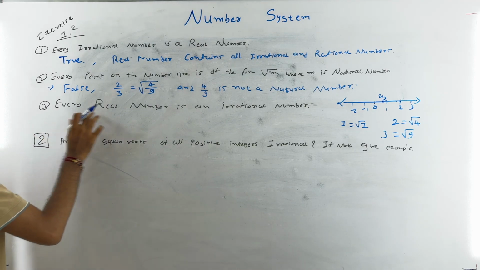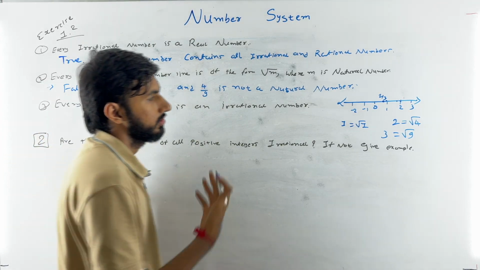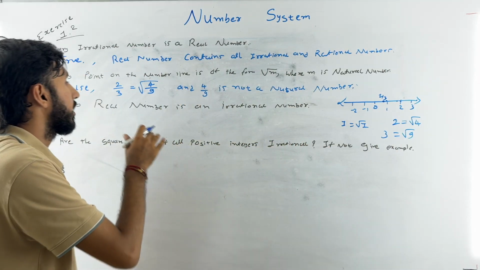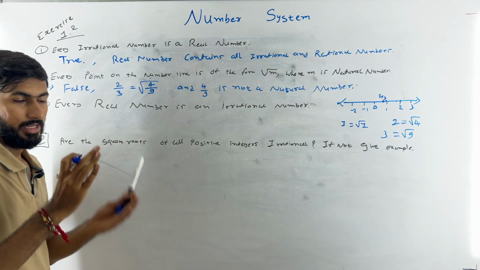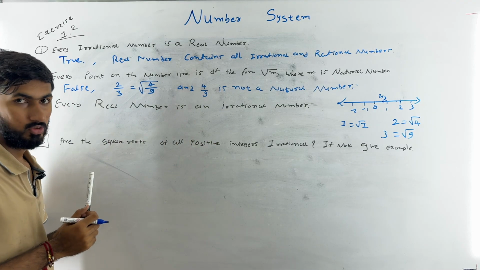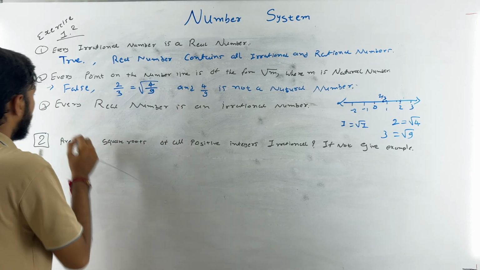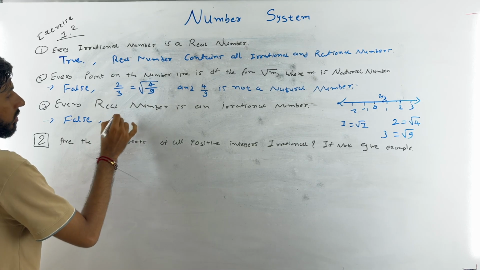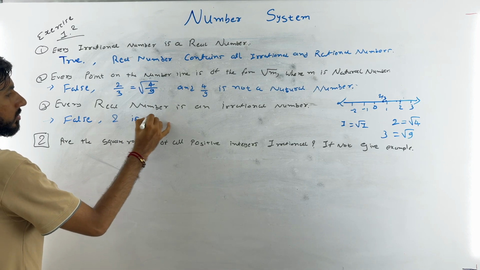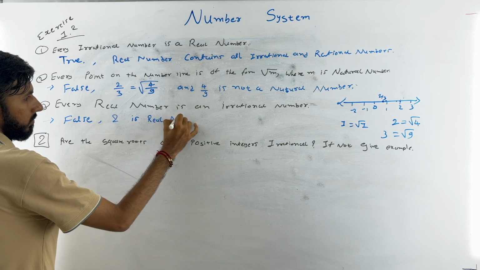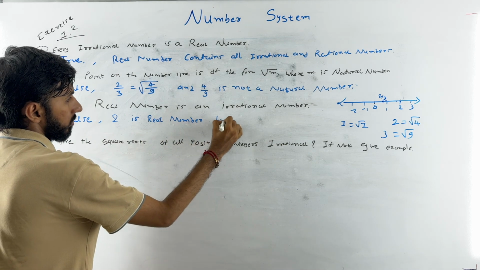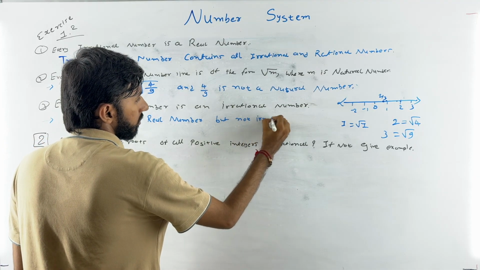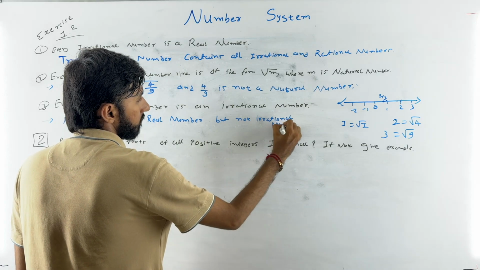Now for the third, every real number is an irrational number. We all know that real number is the big brother of all numbers. So I cannot say that every real number is an irrational number. There are rational numbers also, which come under real numbers. So rational numbers and irrational numbers are not the same. So this statement is false. And if I have to write an example, let's say 2 is a real number, but we all know that 2 is not an irrational number.